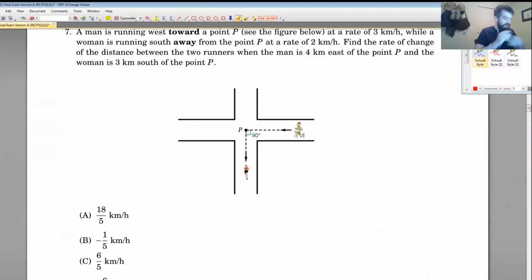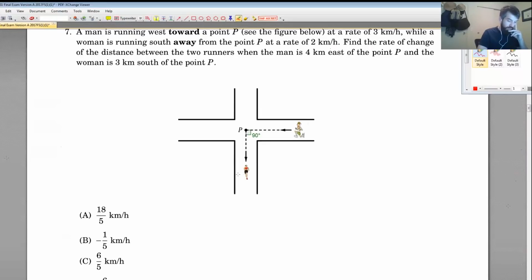Okay. Oh, I remember this problem from last year. It actually caused a lot of problems, more problems than I anticipated. I think it's because there's a weird negative that slips in there because of the way the directions are working. So a man is running west towards a point P. So this person up here is running towards the point P. They're going that direction. Wonderful. And then a woman is running south away. They're going this direction. All right.